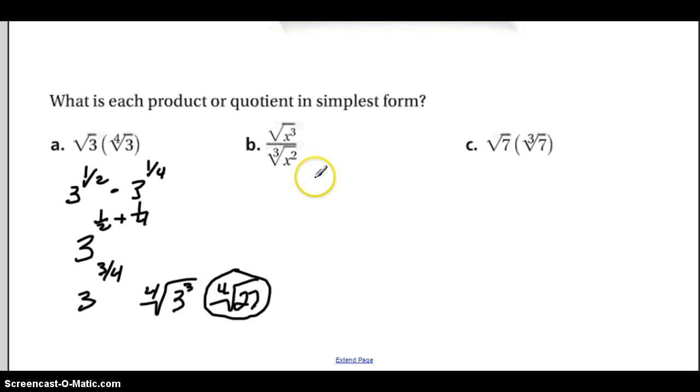Let's take a look at another quotient problem. Again, we're probably going to write this as an exponential form. X to the 3/2 over x to the 2/3. Subtract the exponents because they have the same base. 3/2 minus 2/3. And we're going to go ahead and use that butterfly method that we talked about earlier.